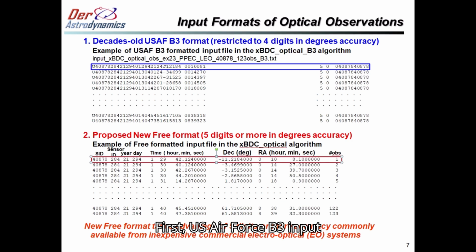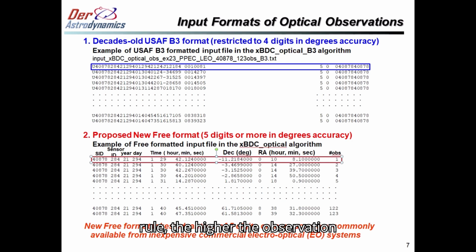First, the US Air Force B3 input format of optical observations. The decades-old US Air Force B3 format has restricted accuracy to 4 digits beyond the decimal in degrees. However, in year 2023, many inexpensive commercial electro-optical systems costing $100,000 or less can provide accurate optical observations of 5 or more digits beyond the decimal in degrees. In many IOD and DC test cases, observations of 5-digit accuracy can produce more accurate IOD and DC state vectors.